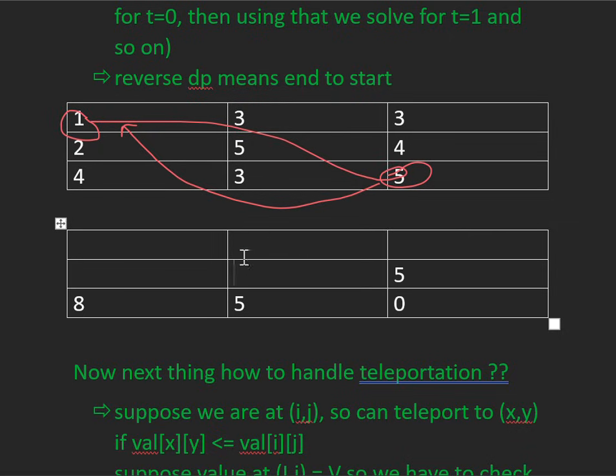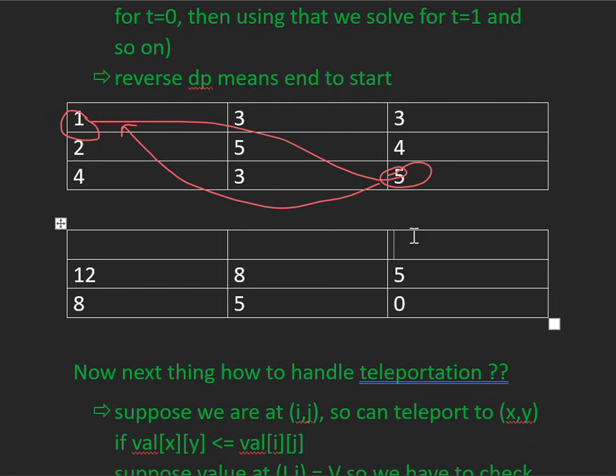If we go down, 3 plus 5, 8. So we'll be taking the down path, minimum one, 8. Here either we can take 8 plus 5, 13, or 8 plus 4, 12. So we'll be taking the 12 one. This way, we can do this question if teleportation is not there, right?